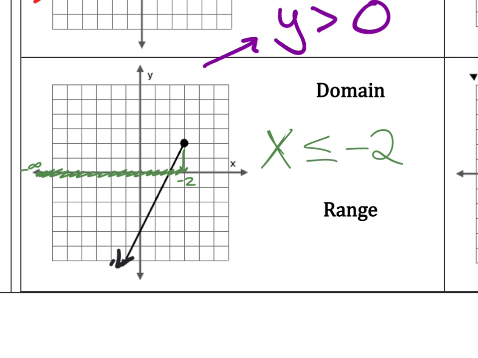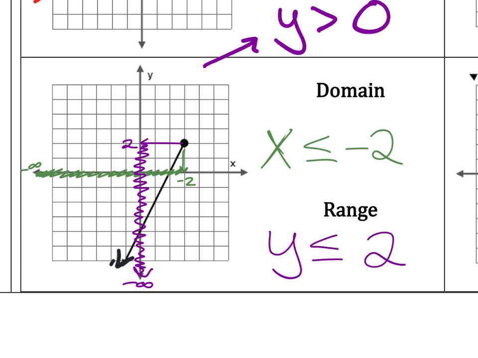If we check out the range, here's my endpoint. It's at the value 2. And the line is all this direction on the number line, towards negative infinity. So we would say out loud, all real numbers that are less than or equal to 2. This graph shows up everywhere where the y values are less than 2 on that number line.